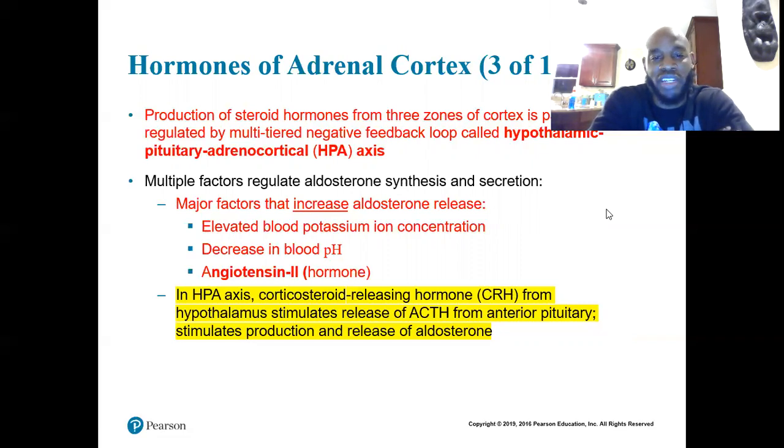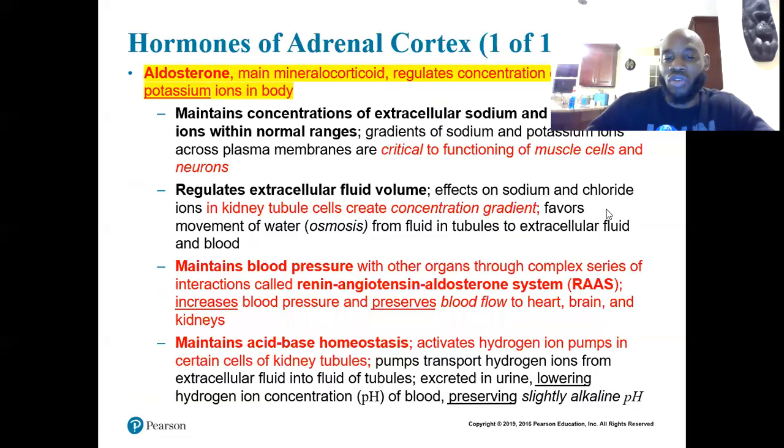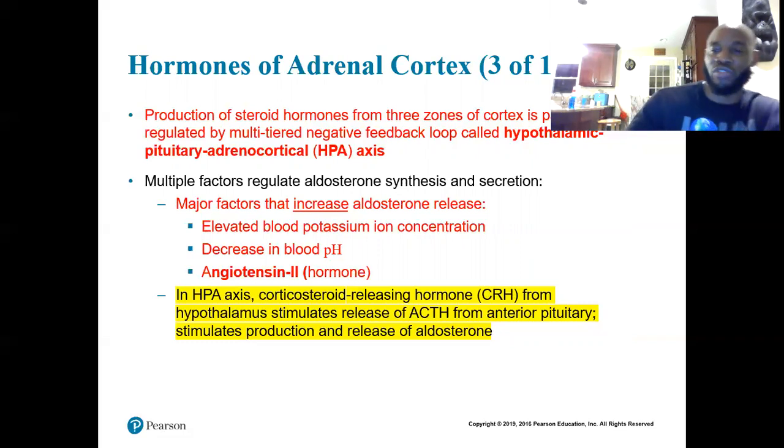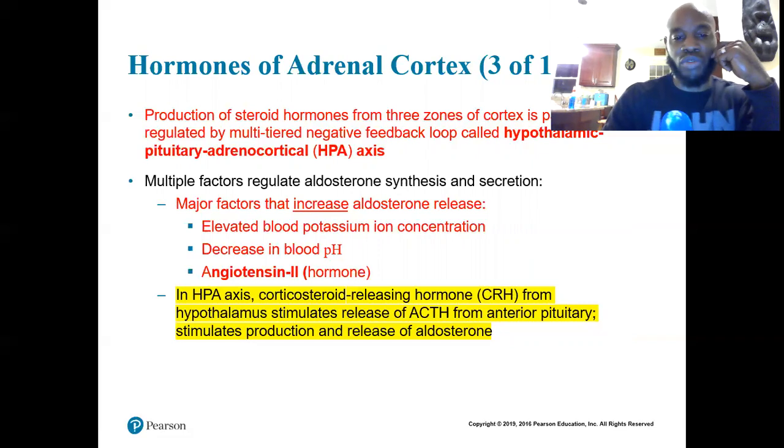So multiple factors regulate aldosterone synthesis. Major factors are elevated blood potassium ion concentration, so too much potassium in your blood, or a decrease in your blood pH, then we can raise the pH via the kidneys, which we just talked about, or the angiotensin II, that's right here in the middle, the renin angiotensin aldosterone system, which increases your blood pressure. All right, so increased angiotensin II will help increase your aldosterone, which will increase your blood pressure.